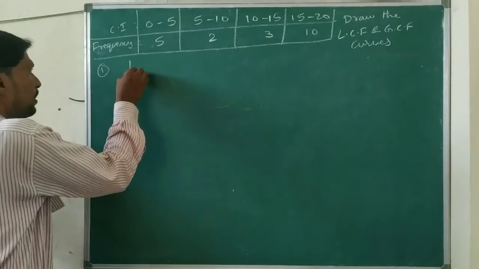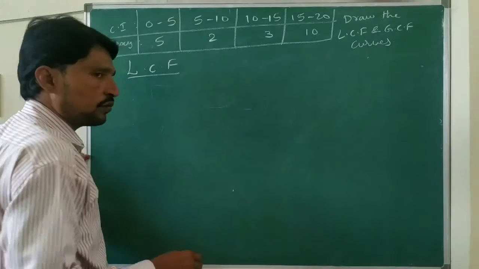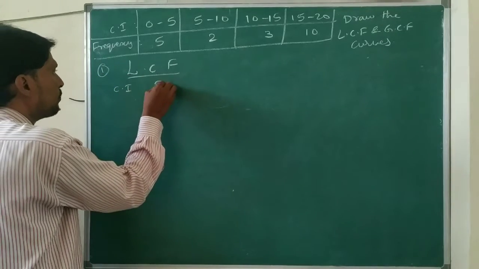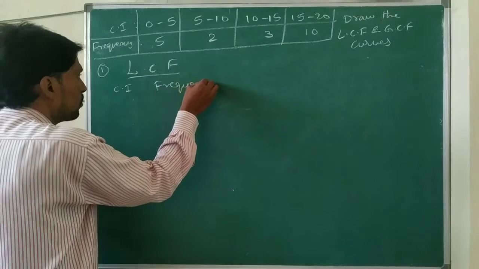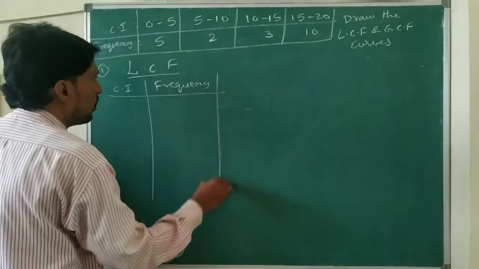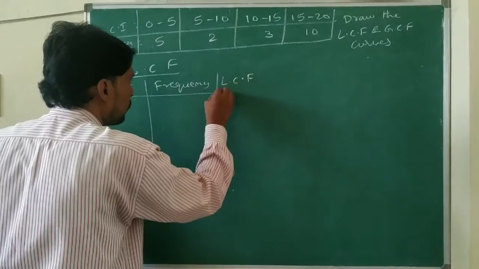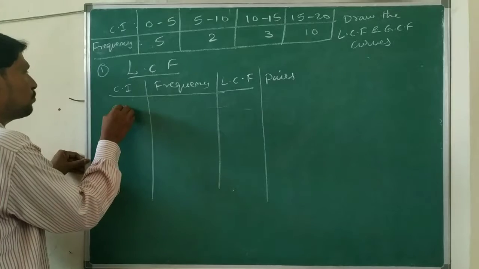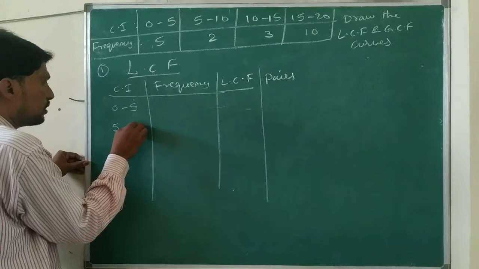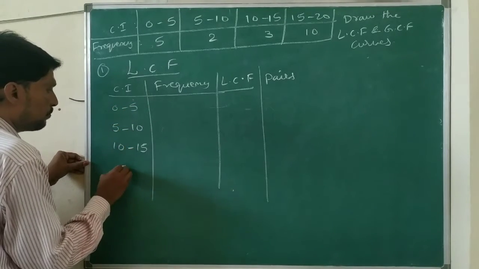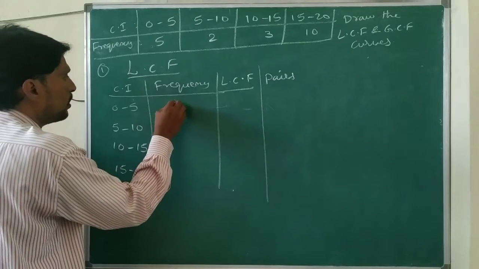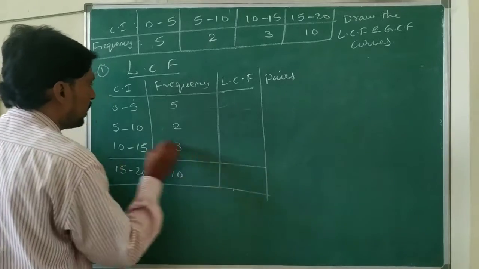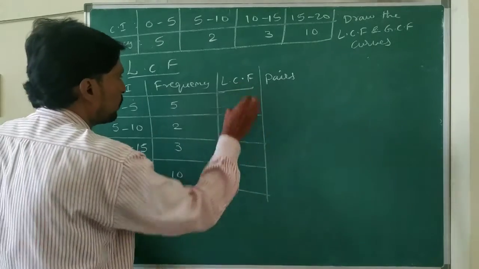First we are finding the LCF, the less than cumulative frequency curve or ogive. So we take class intervals and frequency, and we need to take the LCF column here, and one more column for pairs. The class intervals are 0 to 5, 5 to 10, 10 to 15, 15 to 20. The frequencies are 5, 2, 3, 10. Now we need to find the LCF, the less than cumulative frequencies.